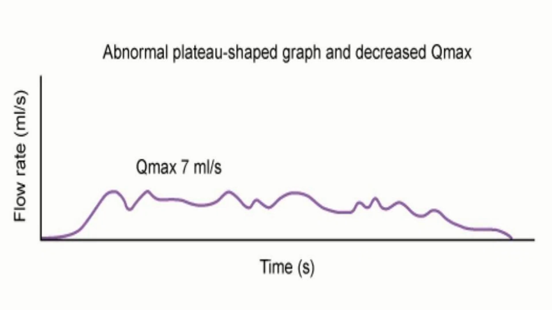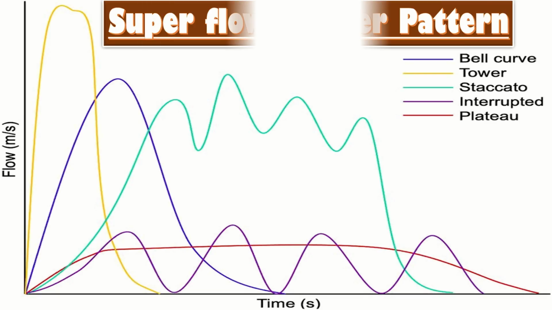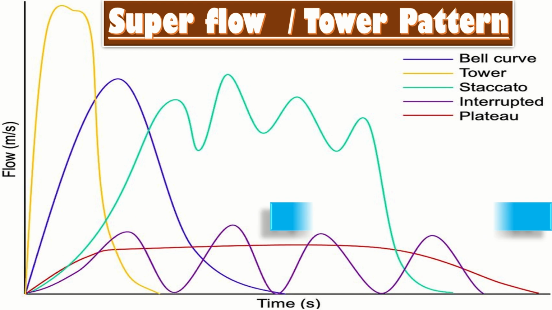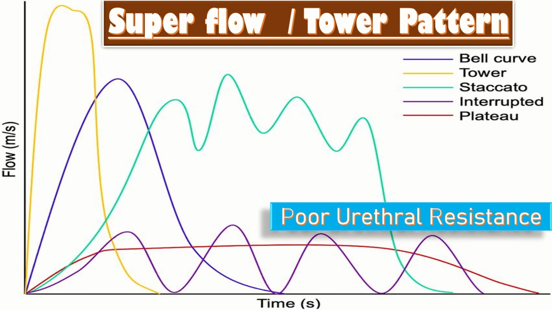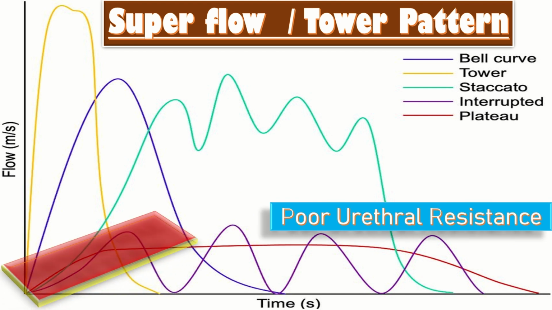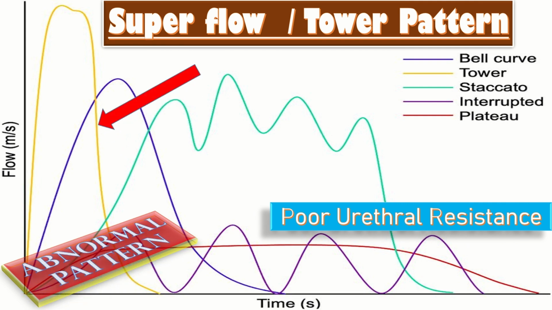Here we have an abnormal plateau-shaped graph and decreased Qmax. Here the Qmax is 7 ml per second, which normally is 20 to 30 ml per second. Here we have a superflow or tower pattern due to poor urethral resistance, and that is in fact an abnormal pattern.